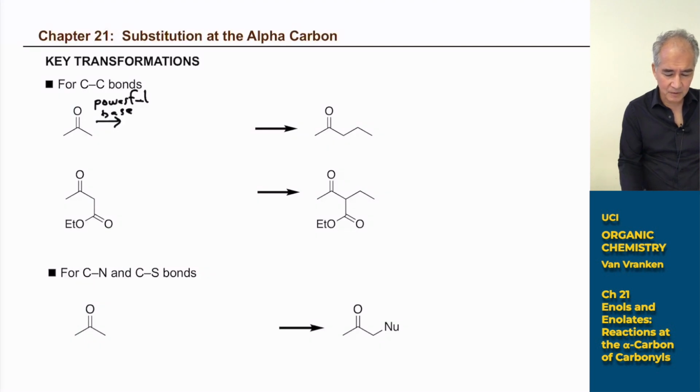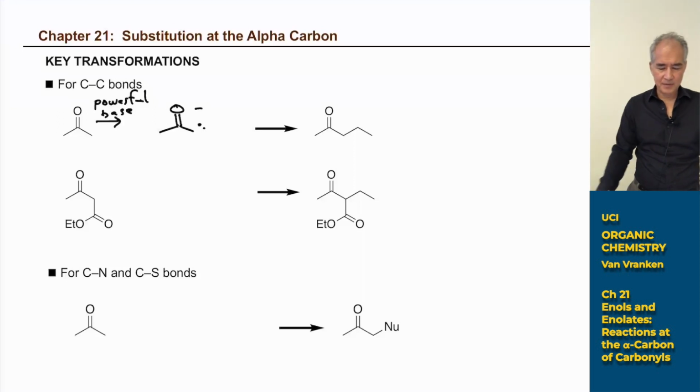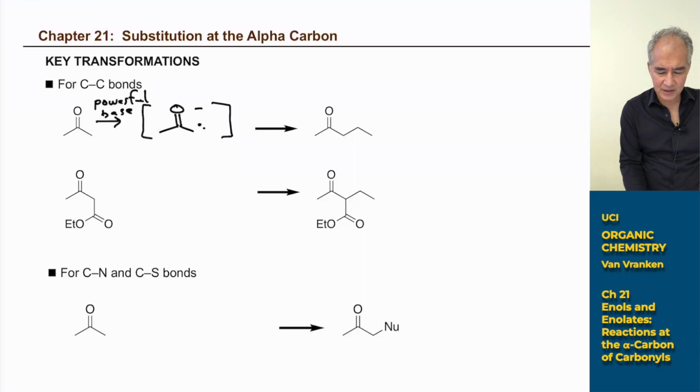But you can add powerful bases, and you can remove a proton from the carbon atom that is next to that carbonyl group. You can remove a proton to make a species that we call an enolate. Wow, that's a powerful transformation. You need powerful bases for that simple transformation.